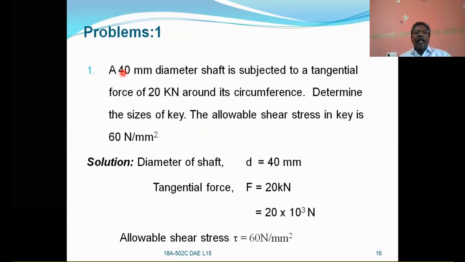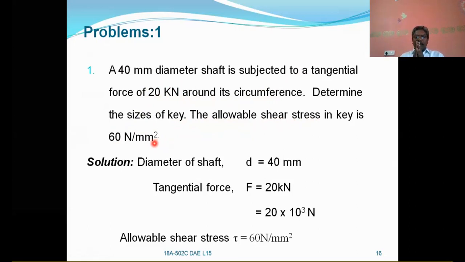A 40 mm diameter shaft, that means shaft diameter D is 40 mm, is subjected to a tangential force. Here it is not the torque, it is the tangential force given to you. F, capital F, is 20 kilonewtons around its circumference. Determine the sizes of the key, and the allowable shear stress in the key is 60 Newton per mm square. You can determine torque also based on this tangential force.